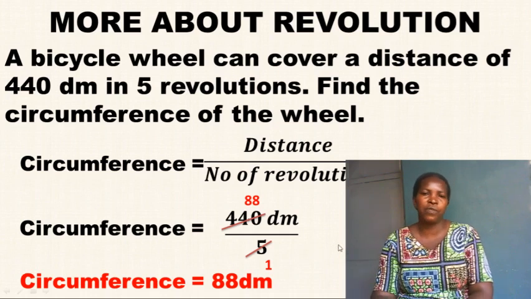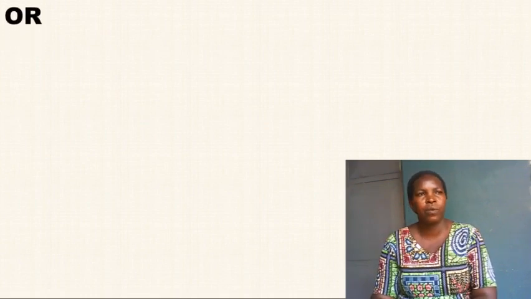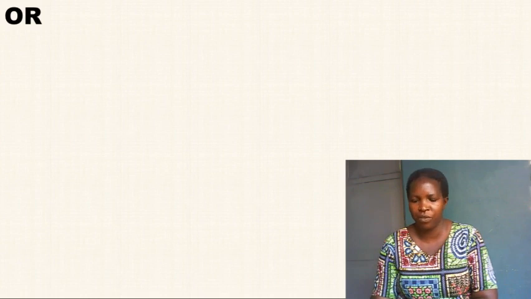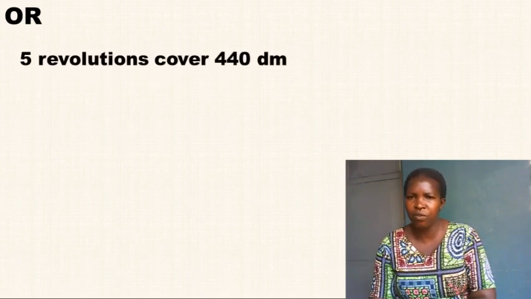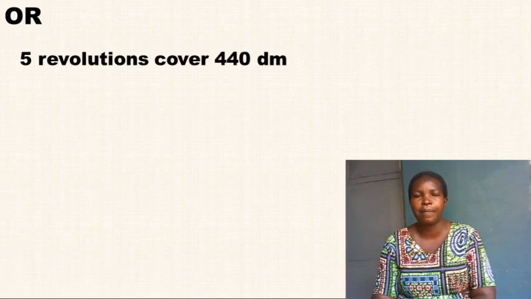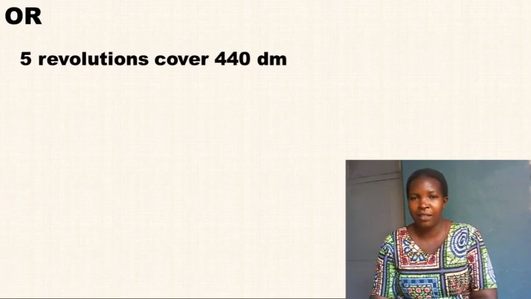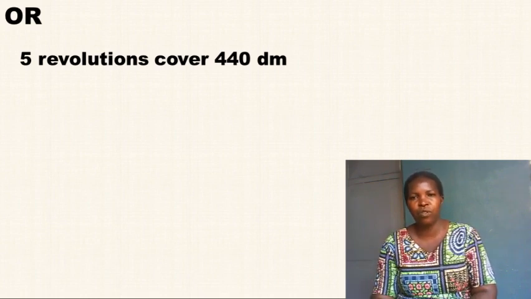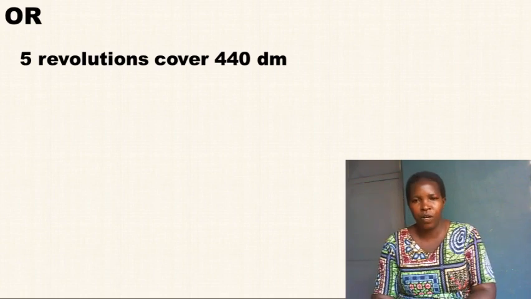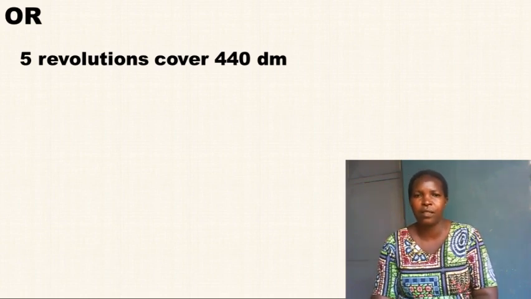How else can we look for circumference? I told you earlier on that there are 2 ways of looking for circumference in this situation. We can use the method of proportions. Use of proportions. What does it mean? 5 revolutions. This is use of proportions. My dear boys and girls, 5 revolutions cover 440 decimeters.